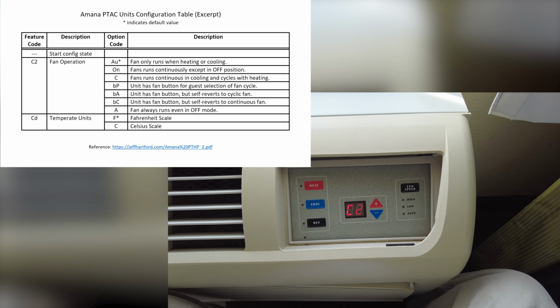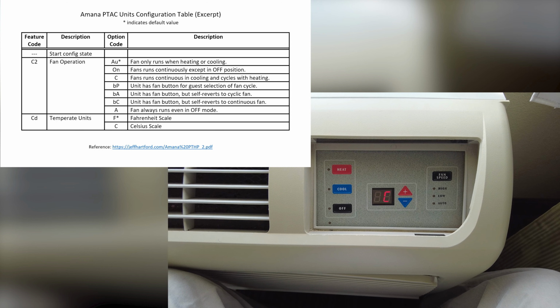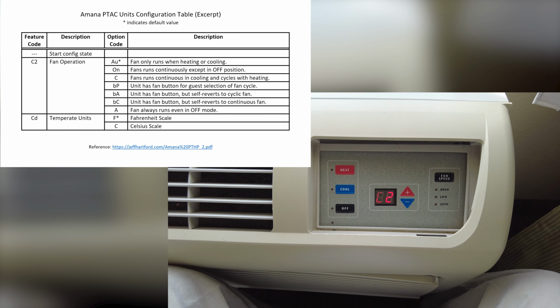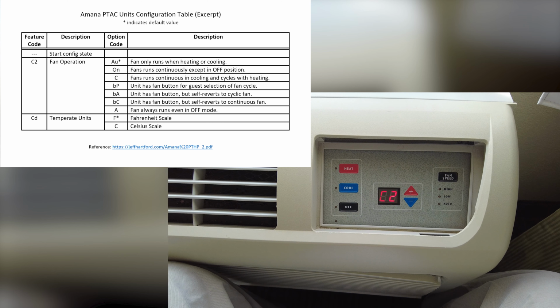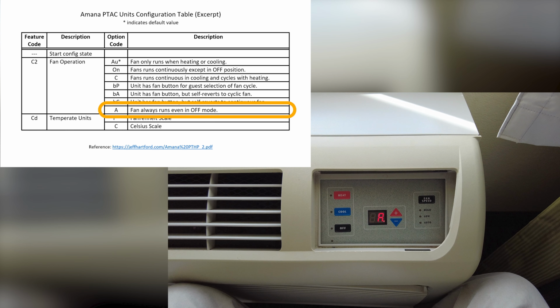From this configuration table here, you can see option C2 is for the fan, and that this property set it to C before I changed it, which means the fan will run continuously in cooling and cycle with the heating. So for constant fan, you'll want to change it to option A. The fan will always run even when heating or cooling is turned off.